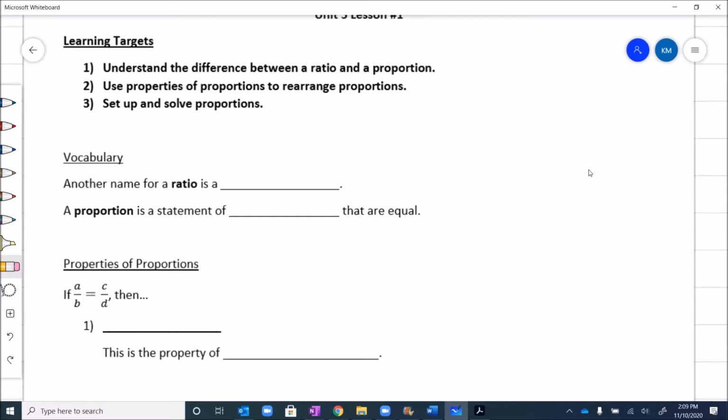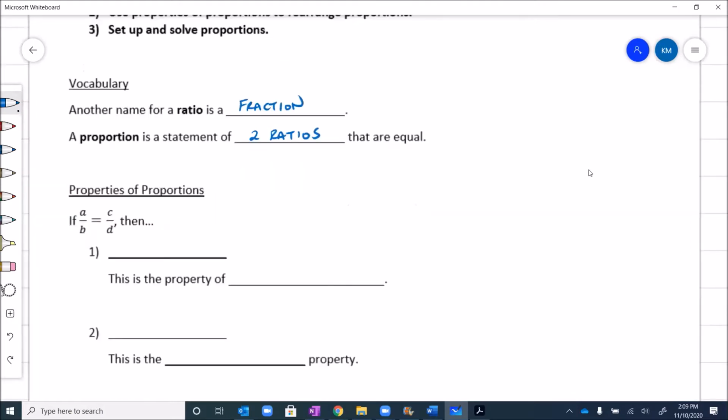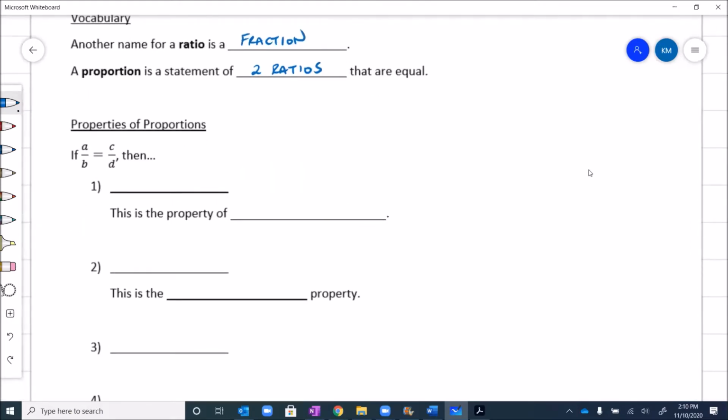All right, so some vocabulary first. Another name for a ratio is a fraction. And a proportion is a statement of two ratios that are equal. Okay, so let's go into some properties of proportions. This first one should be pretty familiar, even though you might not have seen it framed in this way.